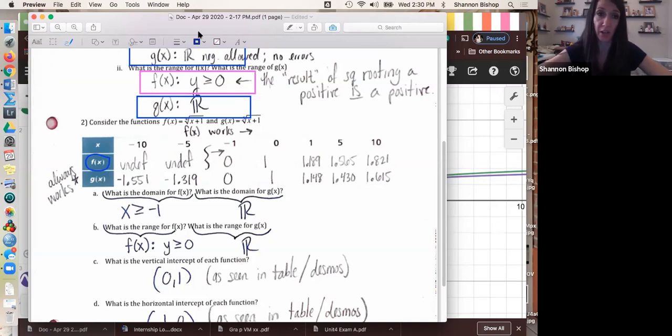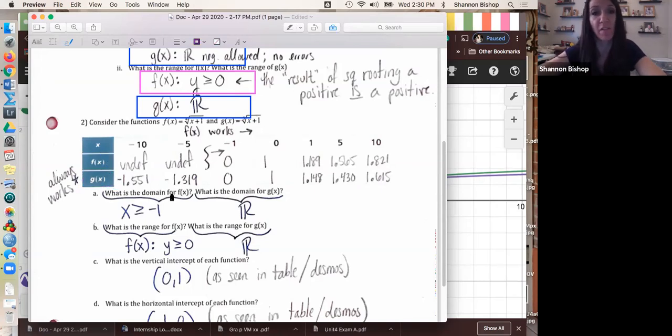Whereas g of x, when you type that one in, you should have gotten answers across the board. So you can make sure that your numbers match mine. But g of x doesn't have any error messages. Okay, so when you start thinking about the domain again, remember, valid.